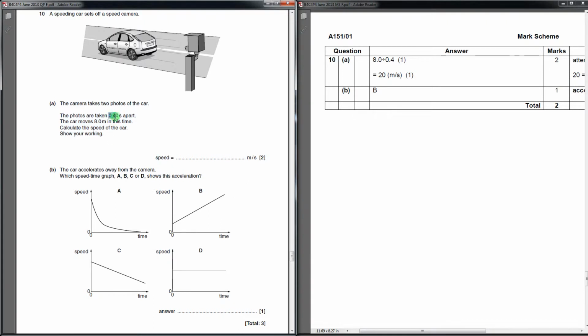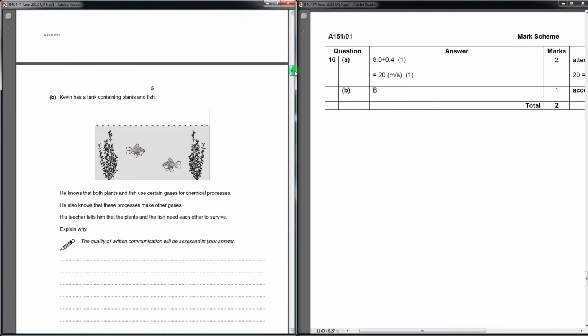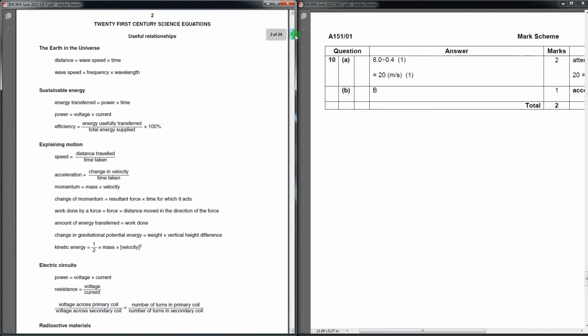So whenever you get a question like this, you should be underlining the key quantities and also thinking about what quantities they actually are. So 0.4 seconds is time, the car moves 8 meters, that is distance, and we're calculating speed. Now you may just remember the speed equation, but if you don't remember it, you need to turn back to the front of your paper. Get used to doing this whenever you see a calculation: turn back to the front of your paper and find the equation.